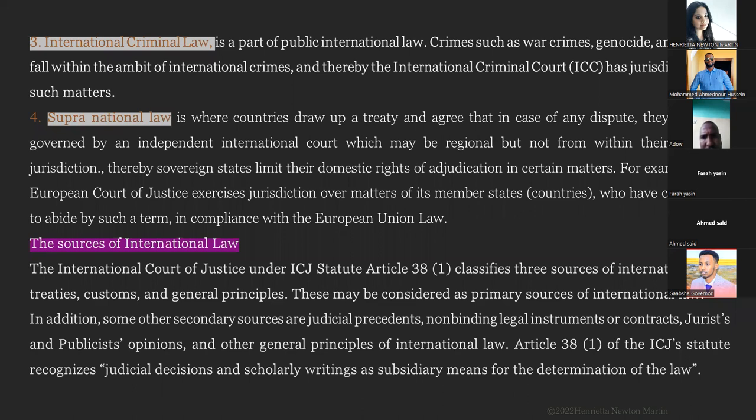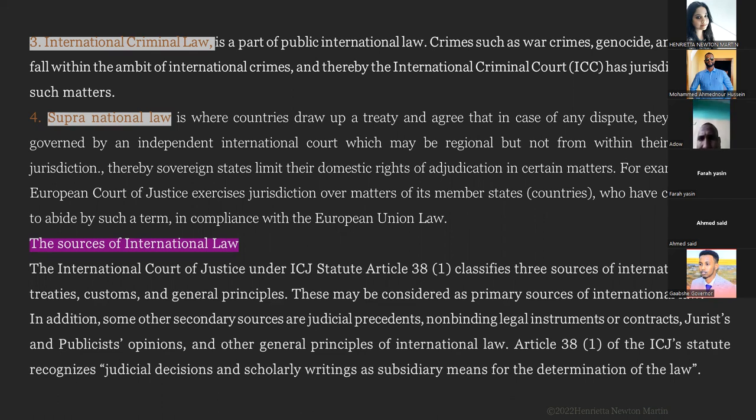You have the European Union, and in case there is any dispute there, the countries have decided that they would knock on the doors of the European Court of Justice instead of their individual courts, depending upon what matter it is. In case it is matters within the European countries, they would knock on the doors of the European Court of Justice. So this is supranational law.